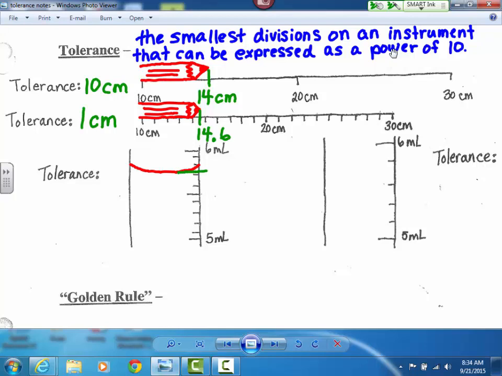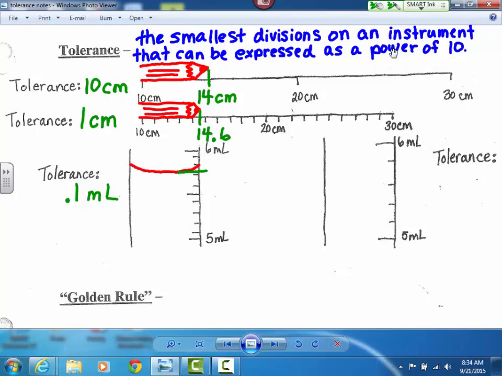What does this cylinder count by? Say it again. 0.1s. This is 5, this is 6. 5.1, 0.2, 0.3, 0.4, 5.5, 0.6, 0.7, 0.8, 0.9, 6. So this counts by 0.1s. Was that in our list as a power of 10? Yes. So the smallest lines that are a power of 10 would be 0.1 milliliters. That's our tolerance. What's our measurement going to be?